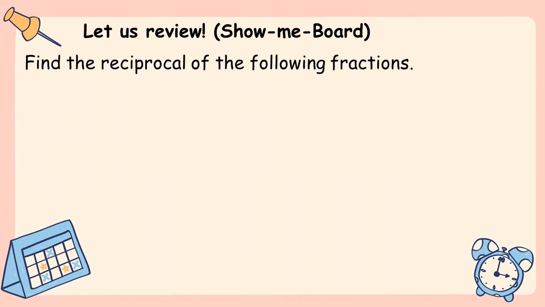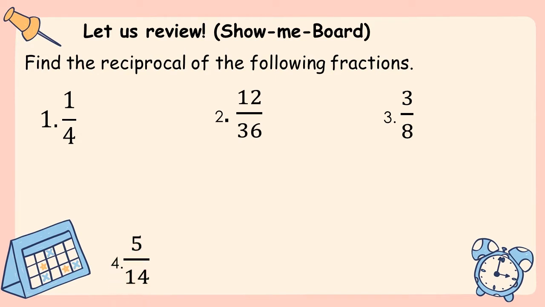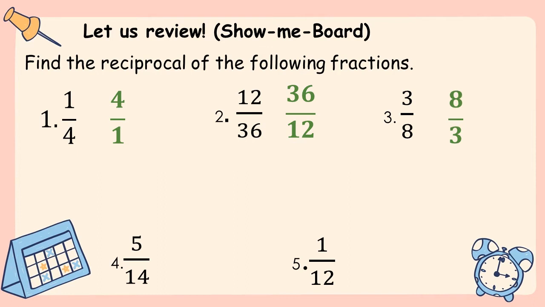Let's have a review on finding the reciprocal of the following fractions. First one is 1/4. Then we have 12 over 36, 3/8, 5/14, and 1/12. So what is the reciprocal of 1/4? Correct, that is 4/1. The next one, 12/36, is 36/12. 3/8 reciprocal is 8/3. 5/14 reciprocal is 14/5. And 1/12 reciprocal is 12 over 1.